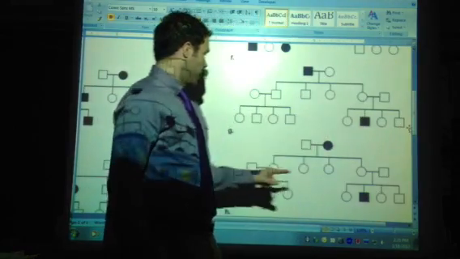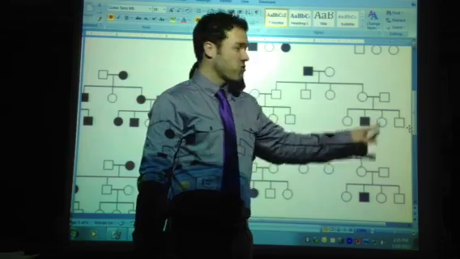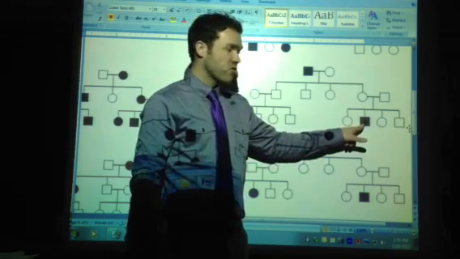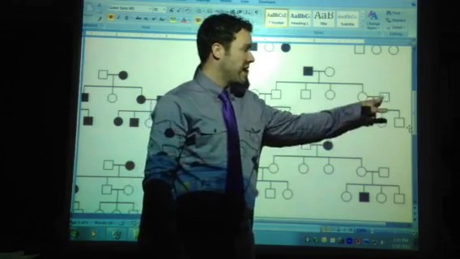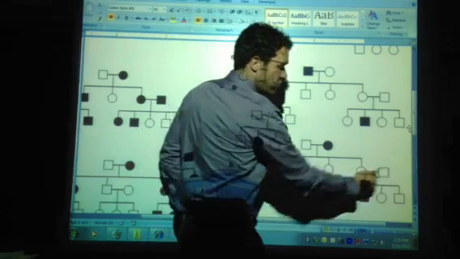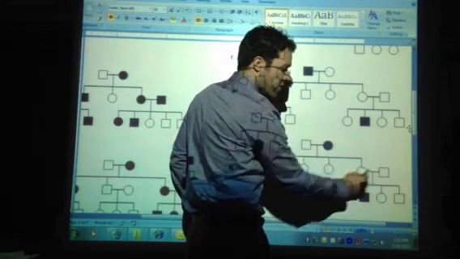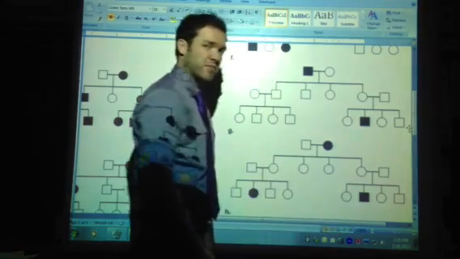Here, in G, 2 parents unshaded, they have a child that's shaded. This must be the recessive trait. They have to be the dominant. Here, 2 unshaded have a shaded child. The unshaded have to be dominant. The child has to be recessive.